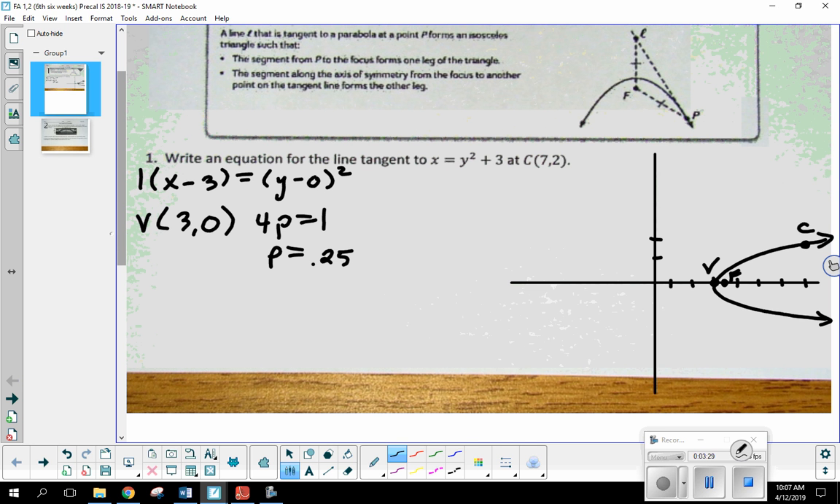So if the vertex is at (3, 0), and I want to move right 0.25 units, what would the coordinate of the focal point be? Would I add that to the 3 or the 0? The 3, because I'm moving horizontally. So that would be (3.25, 0).